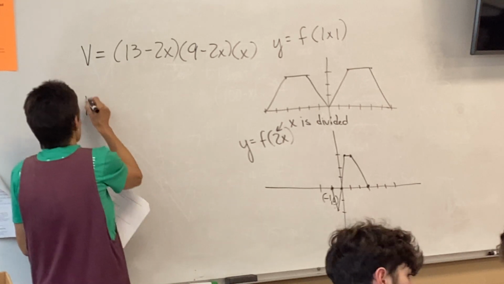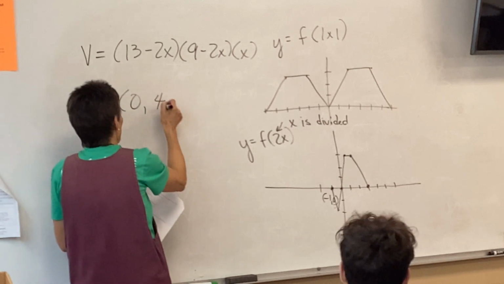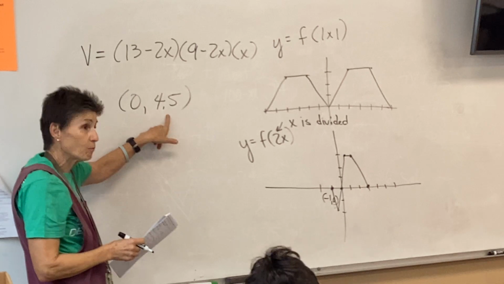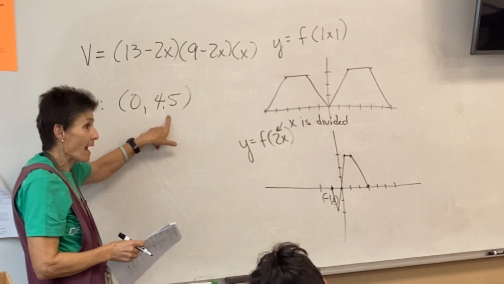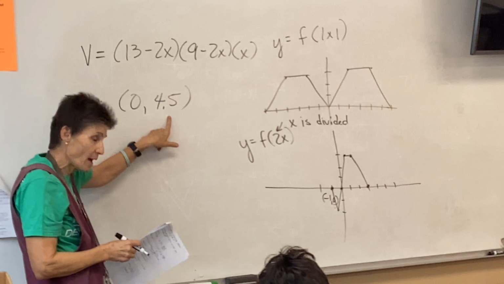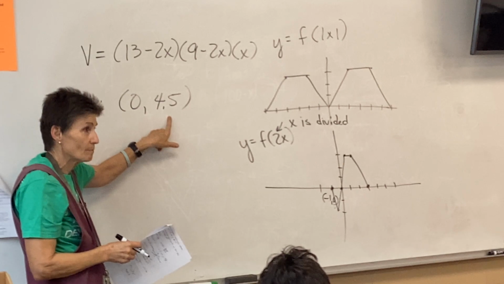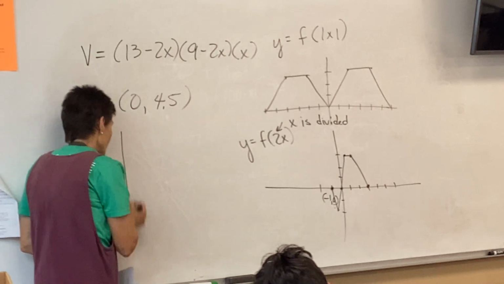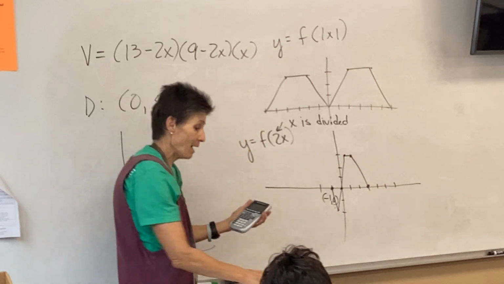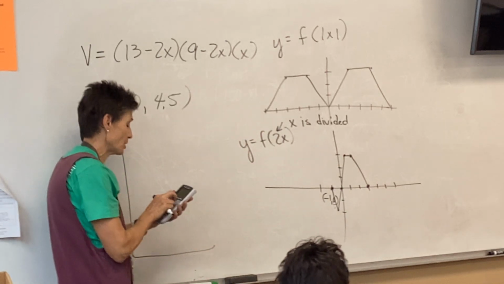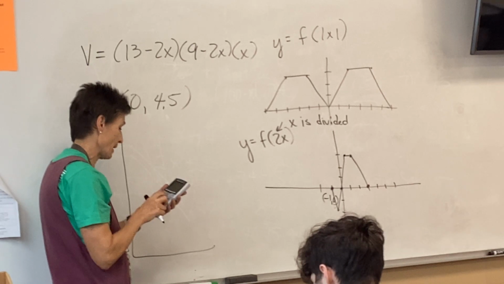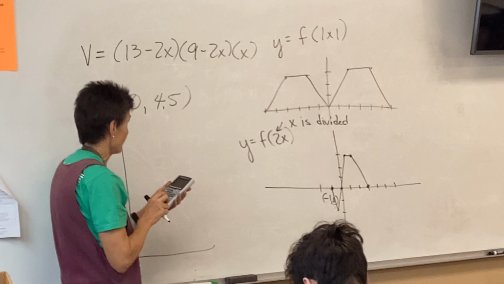What's my domain? 0, 4.5. Always 0, and where did the 4.5 come from? Half of 9. Why 9? Because 9 is the smallest number, and I do half the smallest number. So now I'm going to go to my calculator, and I'm going to graph this. Oh boy. I'm obviously going to have to put in a new equation. It'll be very similar to the one I already have in there, but I have to change it.